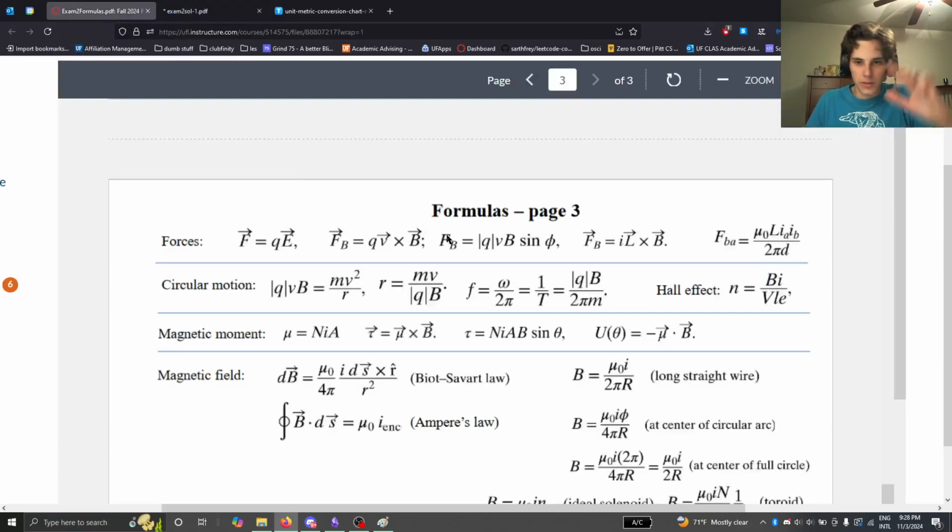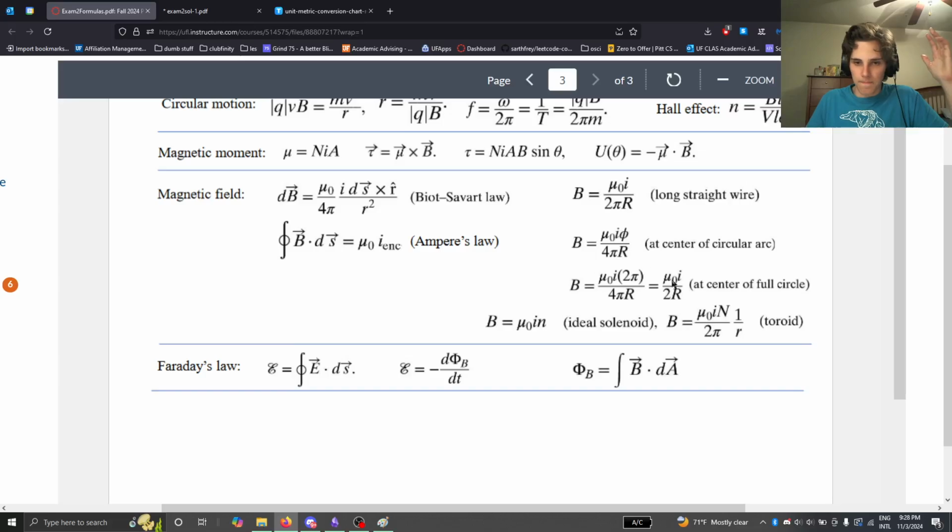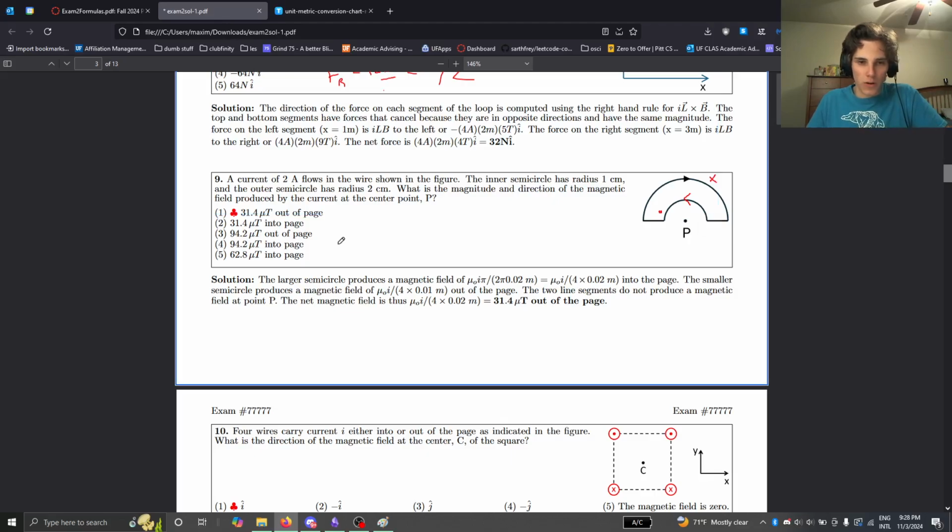Now, we just have to use this formula here to get the center of a circle. We're not at the center of a full circle, but rather at a half circle. So we just divide by 2. So mu naught I over 4r is what we want here. Now, what does that actually mean for us? Well, the only thing that is different, mu naught, I, and 4, we only care about this 1 over r term. That's what changes between these two.